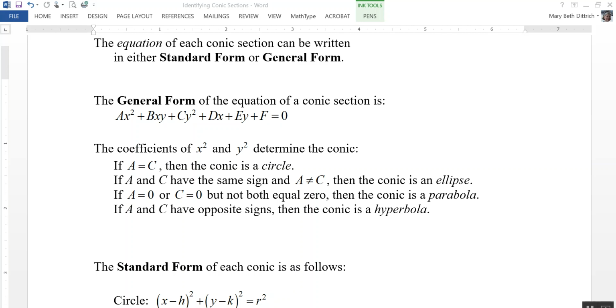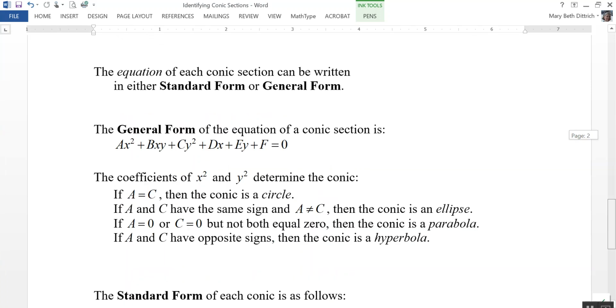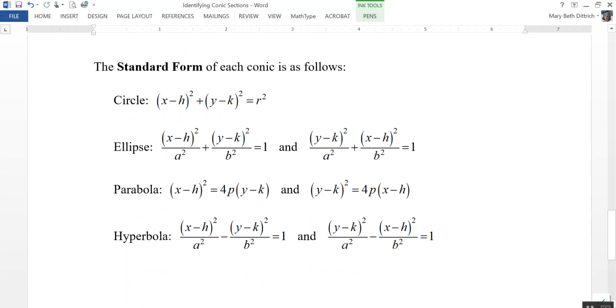So that's general form. And then for each of these conics, you can also write them in standard form, and here's standard form of each conic. And you can tell that from the equation of a circle, this should be familiar to you from geometry. You'll notice that there's going to be an x squared term and a y squared term, and the coefficient of x and y is going to be 1.